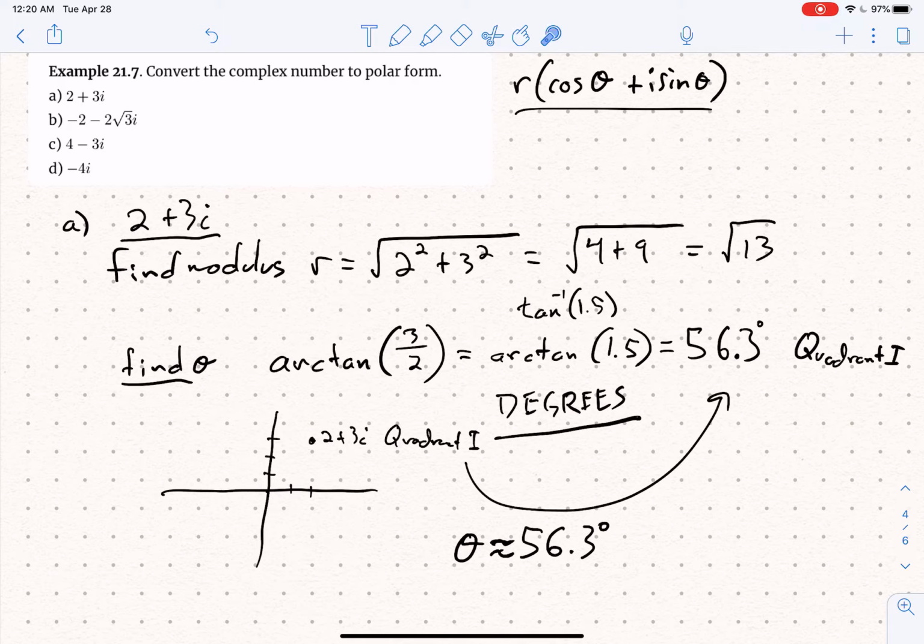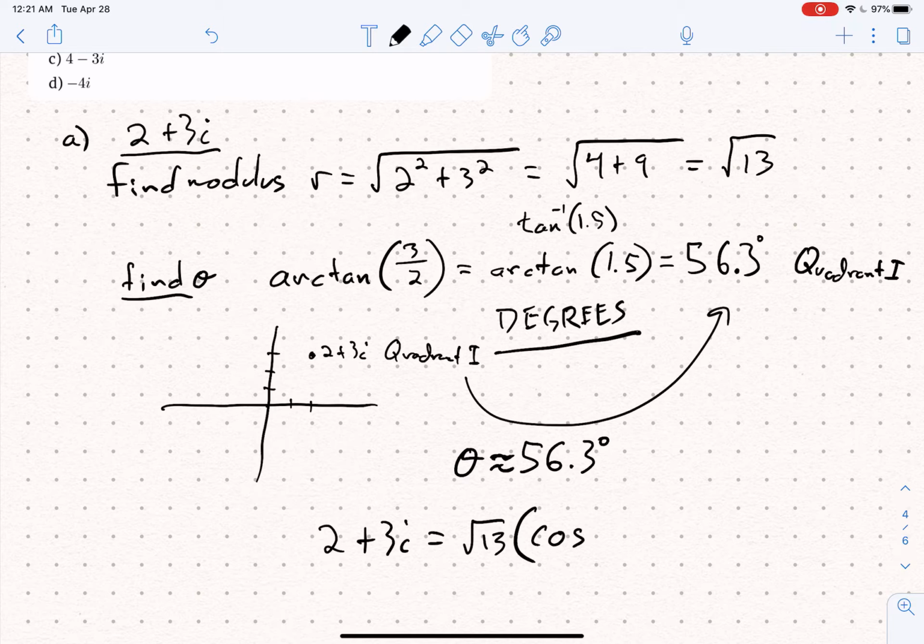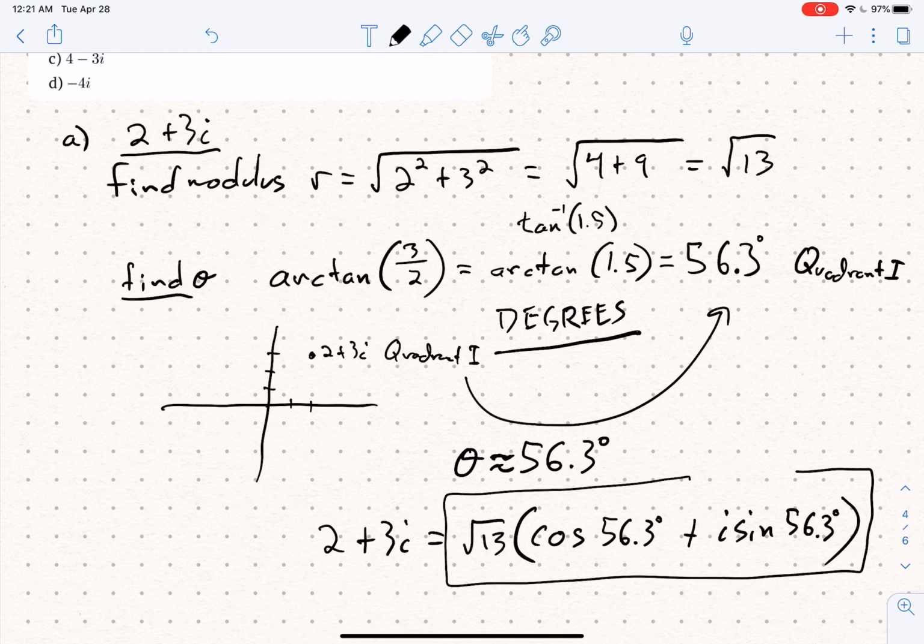So we have found r, we have found theta. All we have to do is just combine them into this form in order to get the polar form of this complex number. So when we write it 2 plus 3i, that's standard form. In polar form, it's equal to radical 13 times cosine of 56.3 degrees plus i times sine of 56.3 degrees. This is the polar form of this complex number.